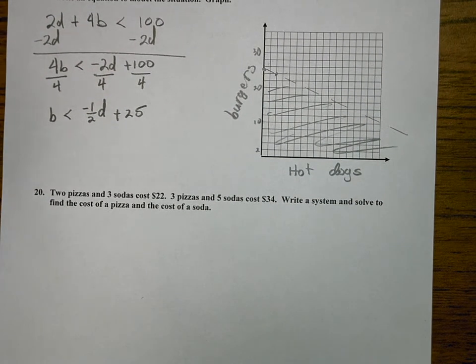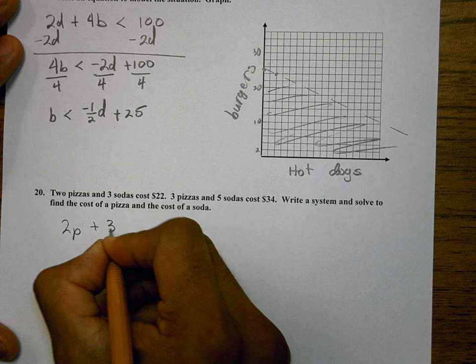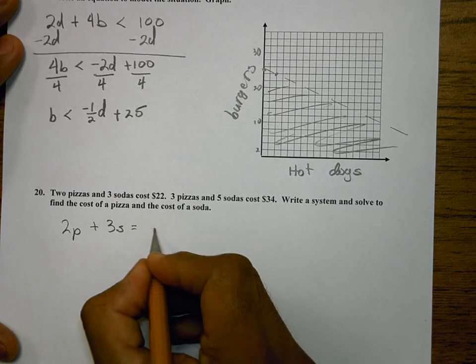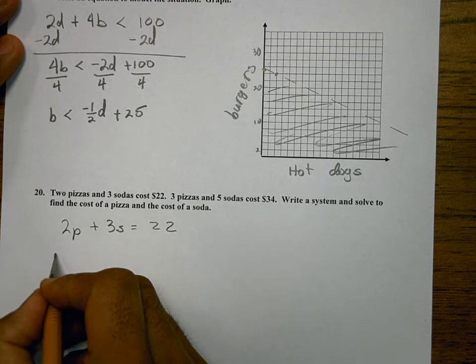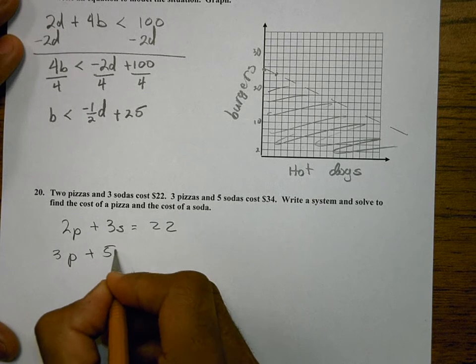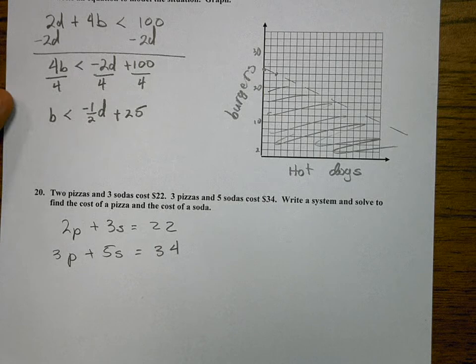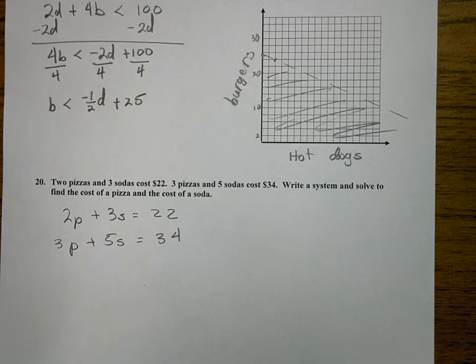2 pizzas and 3 sodas cost $22. So 2 pizzas plus 3 sodas equals $22. 3 pizzas plus 5 sodas equals $34. So you can see I can create a system here pretty quickly. This one I'm probably going to use elimination, so I'm going to have to multiply both top and bottom here.